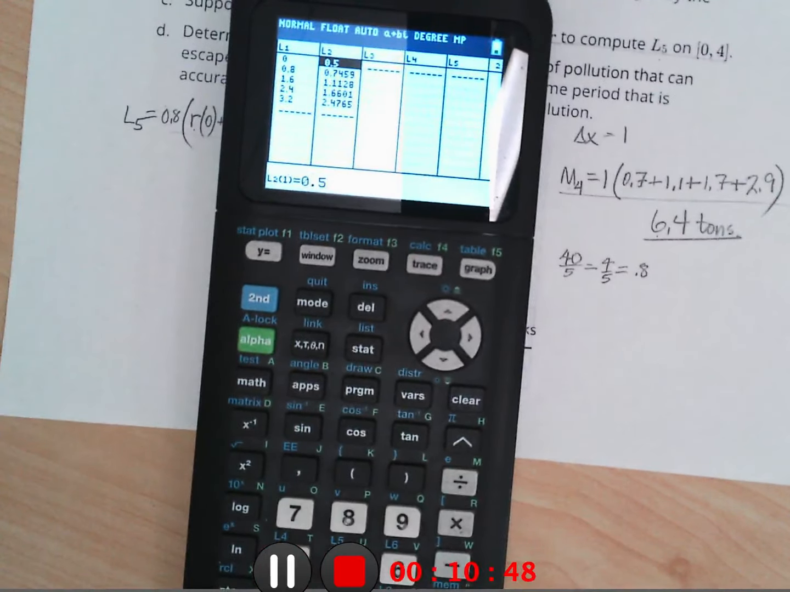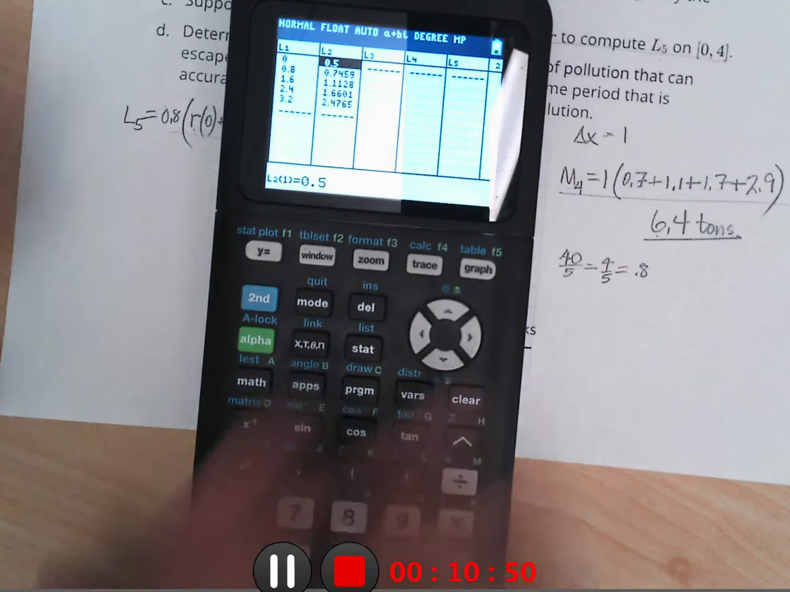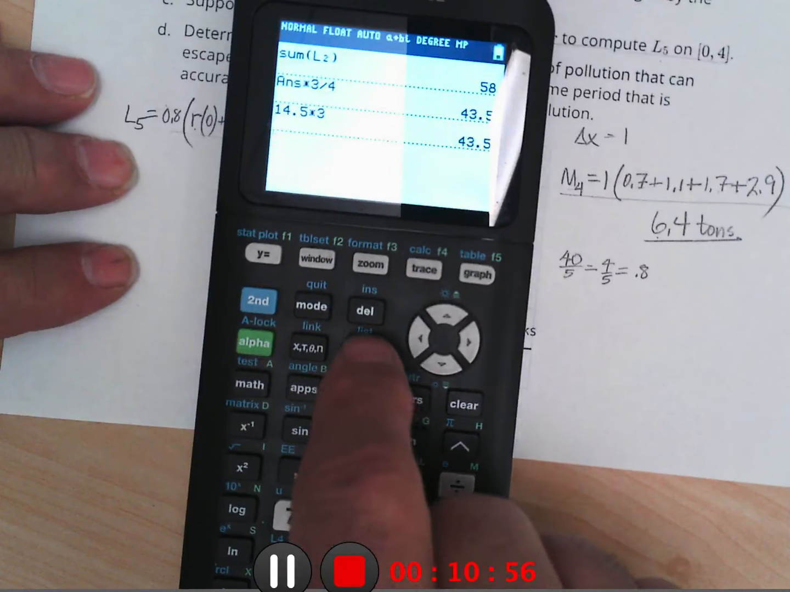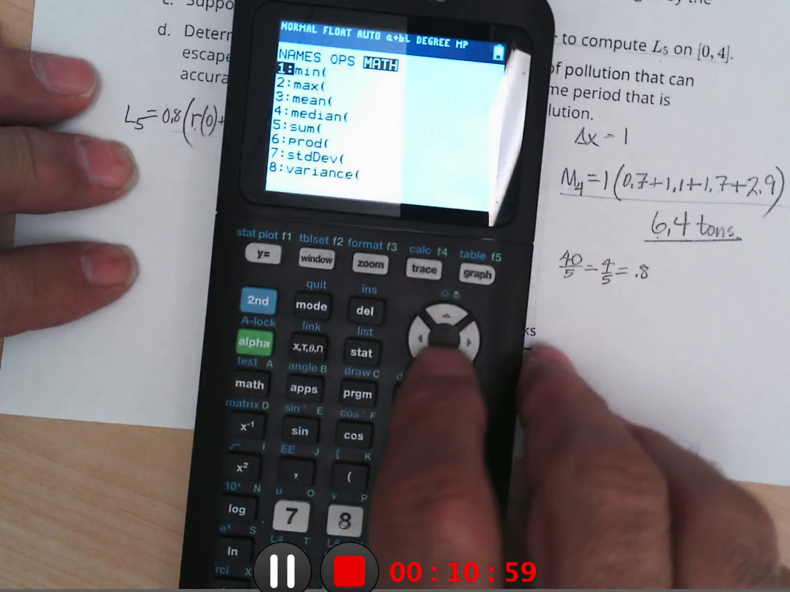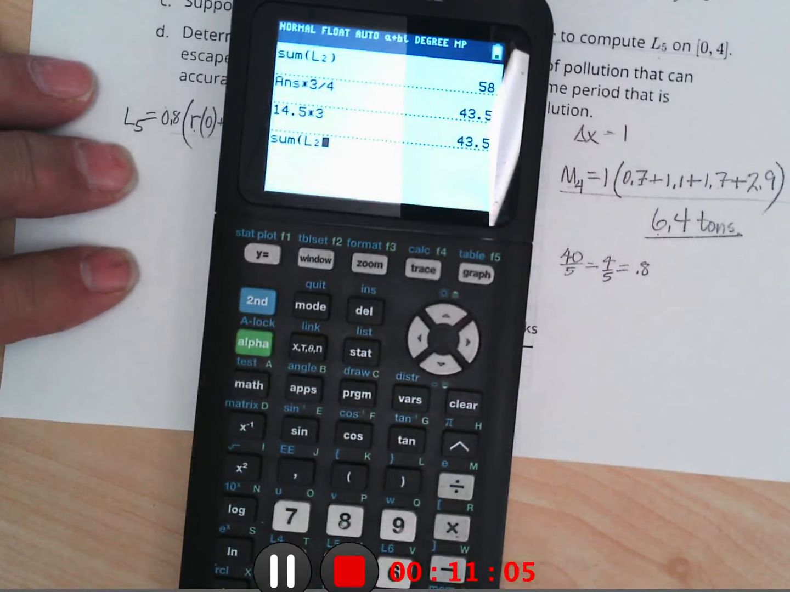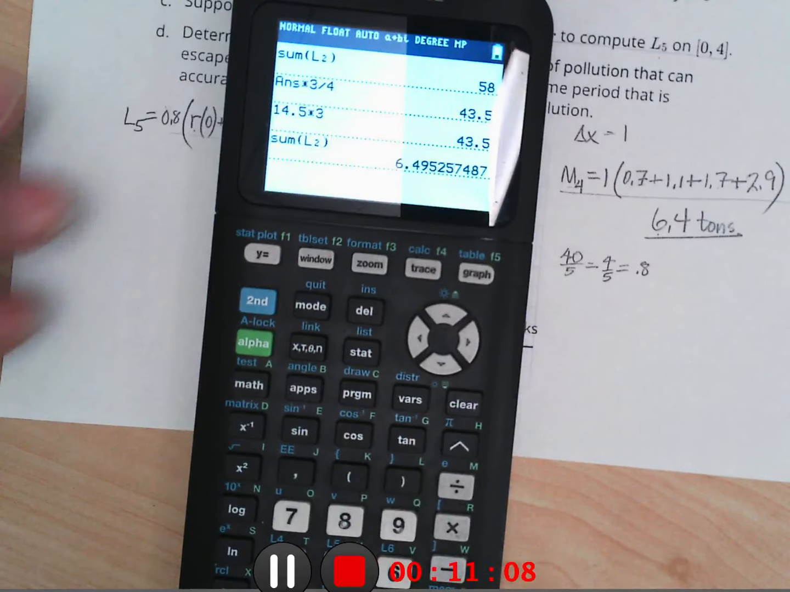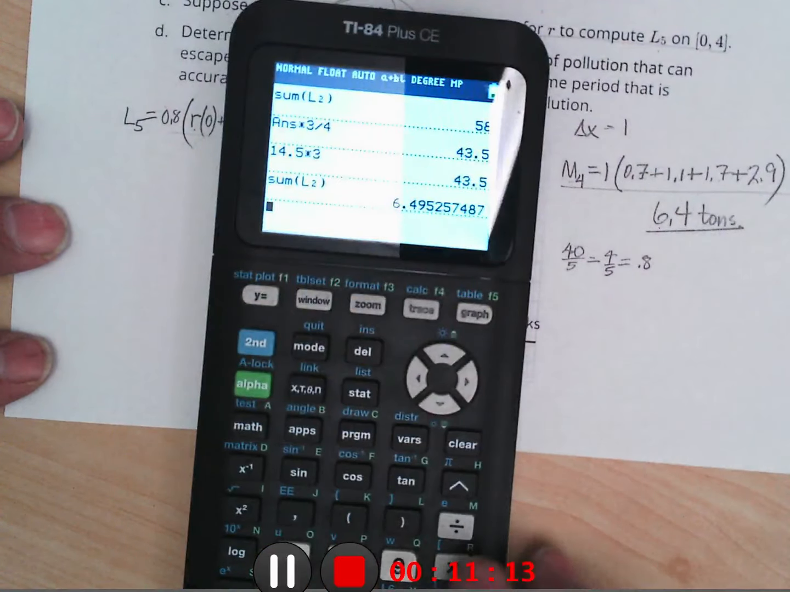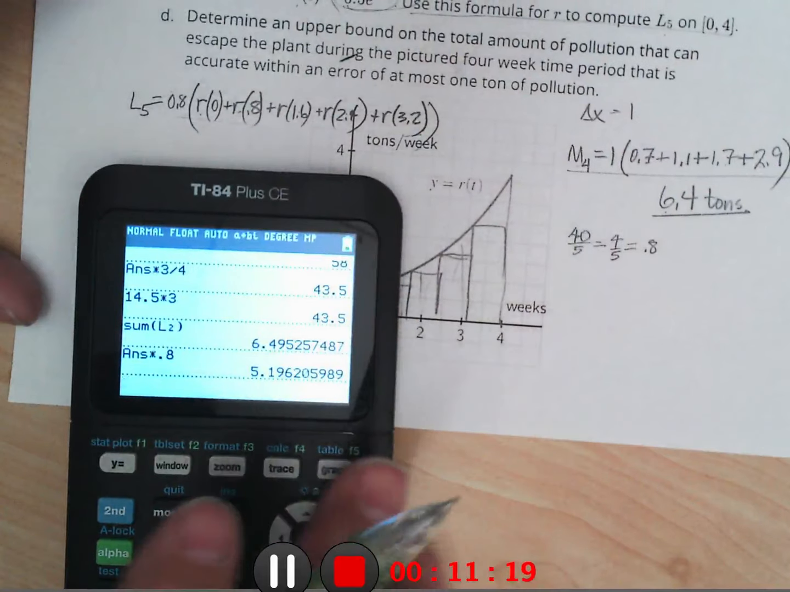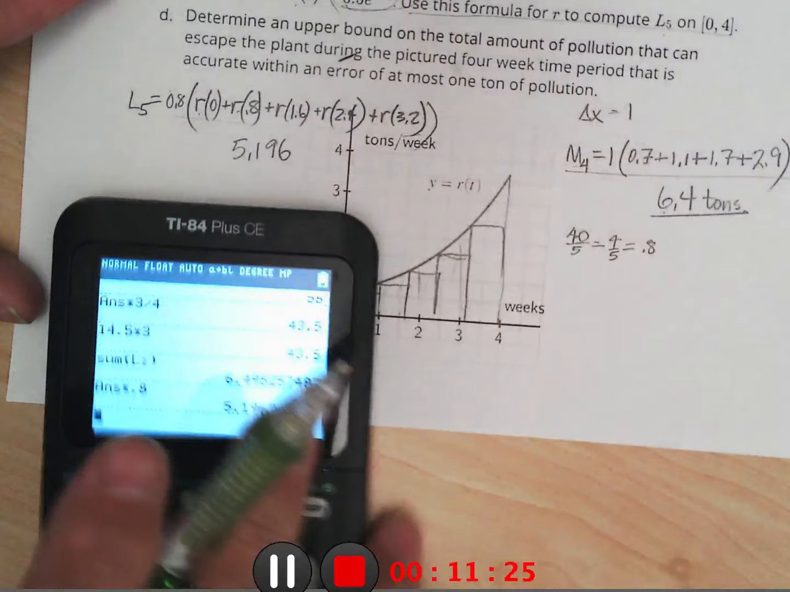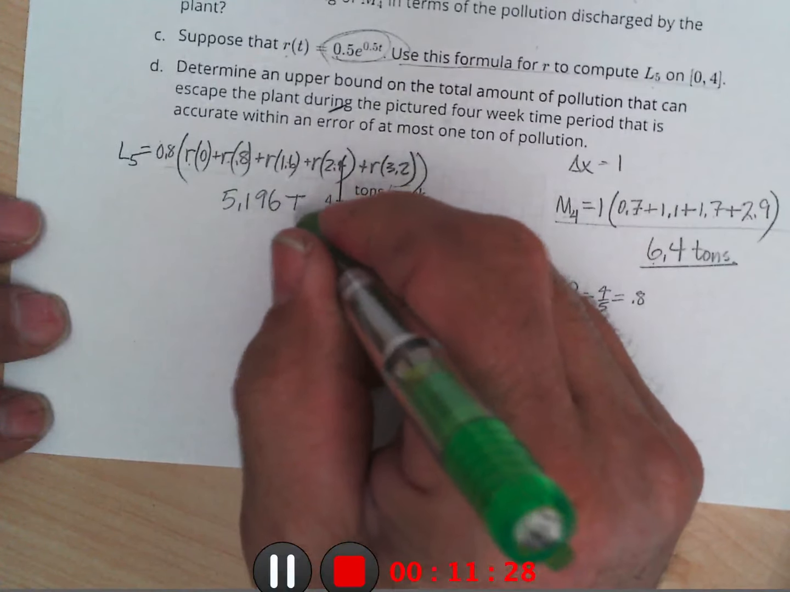So it did all the calculations. And then we'll find the sum of that by quitting and going second stat, math, sum of list 2, second 2, close parenthesis, and I get the sum to be that, and each one was 0.8 wide, so I have to take it times 0.8. That worked out to this, and that turns out to be 5.196 tons of pollution. Okay?